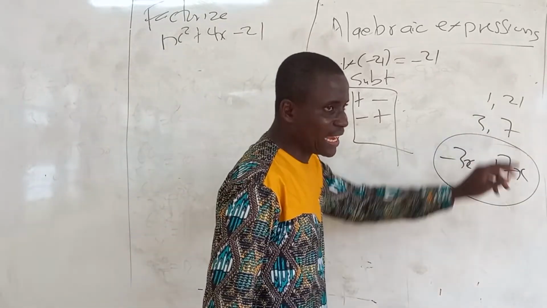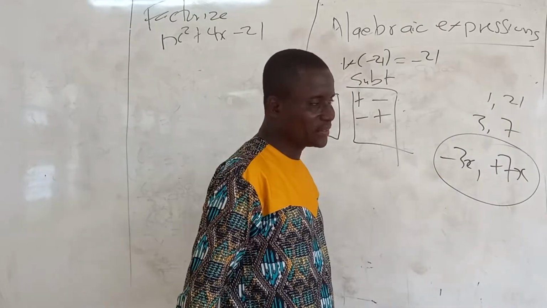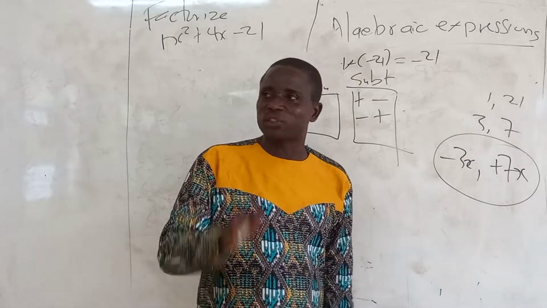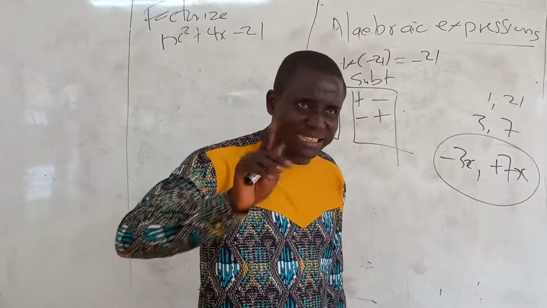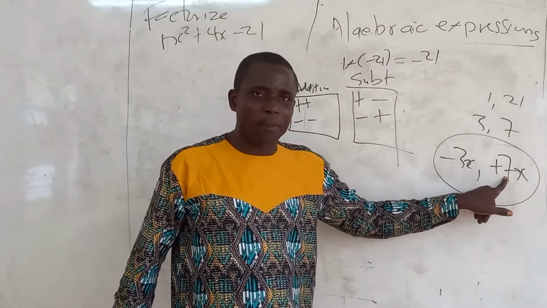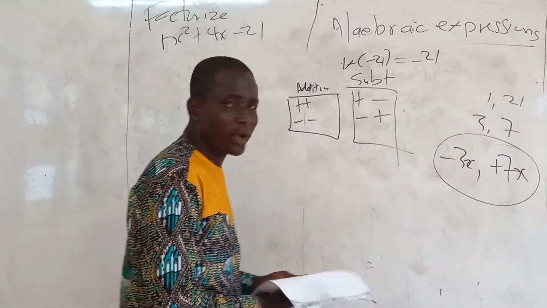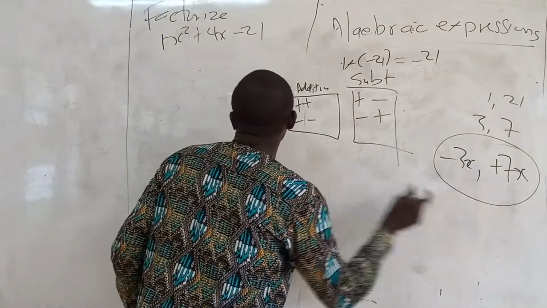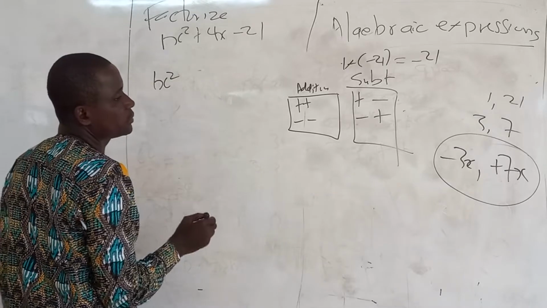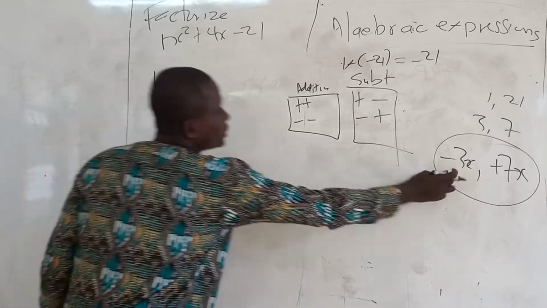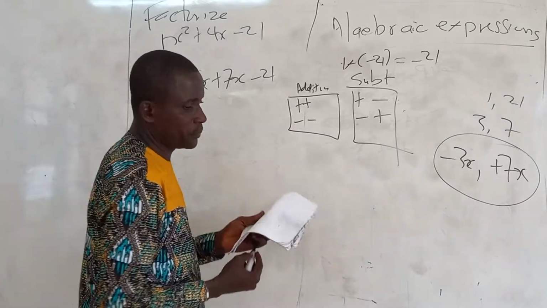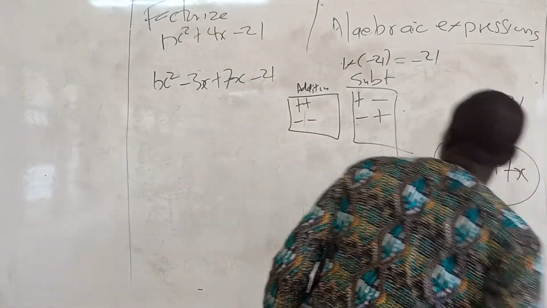Right now, we've got 3 and 7. What is the sign here? The sign here is positive, so put the positive against the greater number. It is not the yardstick that you always put positive against the greater number. I'm saying that put the sign of this thing against the greater number, then the other one becomes the reverse. Okay? So right now I'm going to lift this and put it in place of the 4x. So I'm having 1x squared minus 3x plus 7x minus 21. I guess I've made my point.